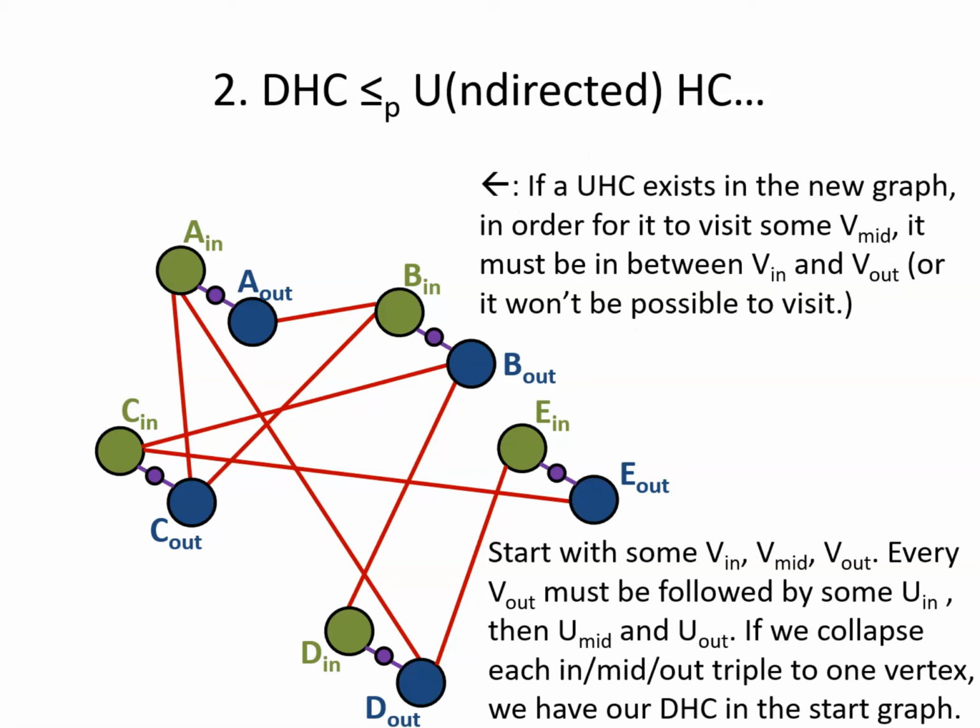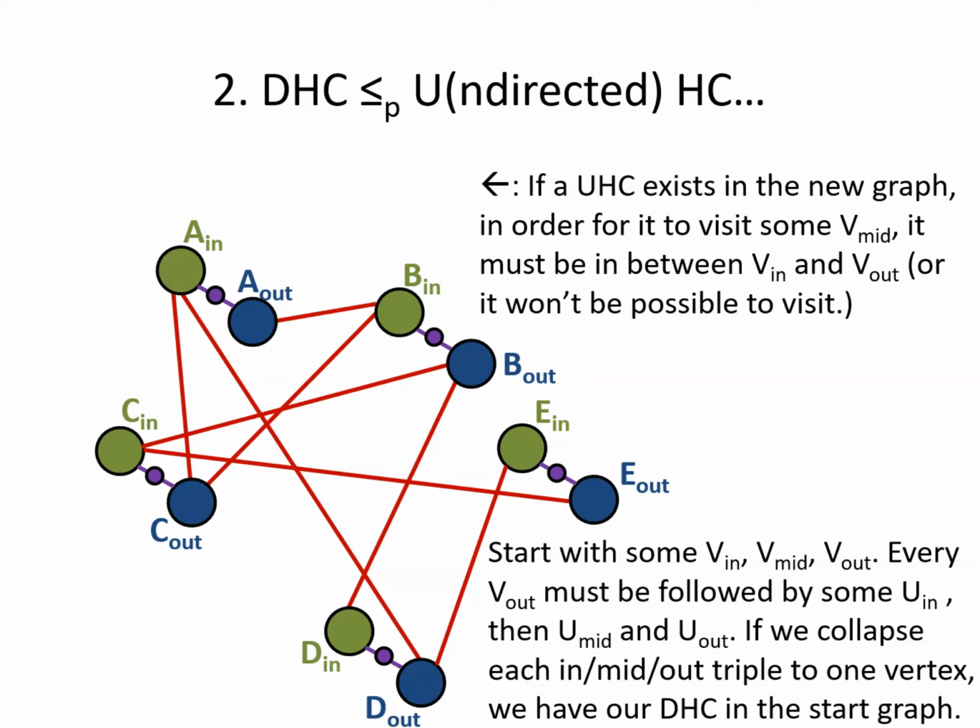The only if direction is a little bit trickier. Suppose we have an undirected Hamiltonian cycle in our new graph. First, we know that in order to visit some V mid for some vertex V, it must be in between our V in and V out nodes, or it wouldn't be possible to visit it at all. Because this is an undirected Hamiltonian cycle, we'll just assume that we're ordering our vertices such that V in comes before V out, so that it goes V in, V mid, and V out.